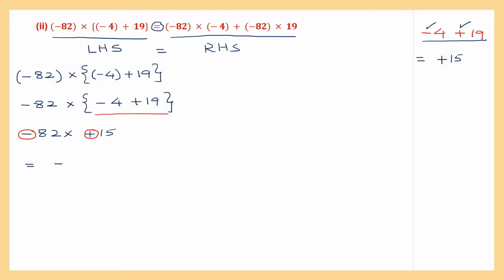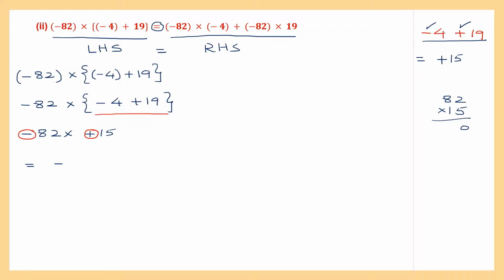Okay, that is minus because we learned in the beginning that when signs are different, the product will always be negative. So one is minus, one is plus. So the product, that means the answer, will have a negative sign. That's why I put a minus sign. So we finished with the sign. Now let's multiply the numbers. 82 into 15.